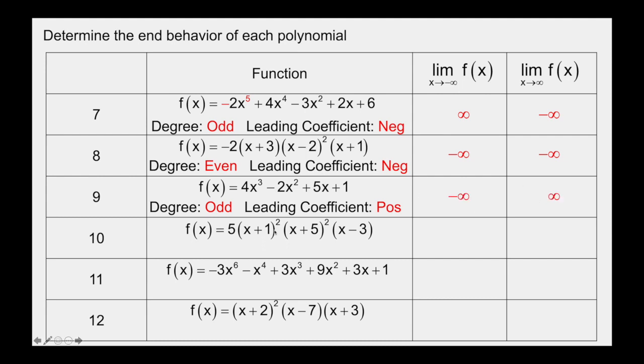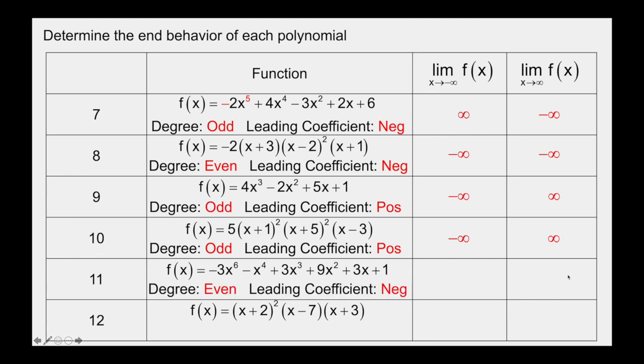For 10, this one is going to have a positive lead coefficient, which means the one on this side is going to be positive infinity. Then the degree here is going to be to the 2nd. This is going to make it to the 4th. 1 more, so it's a 5th degree. And that means it's odd, so I'm expecting them to be opposites of each other. In number 11, again, I've got negative in front, so it's going to approach negative infinity on the right side. And then it's an even degree here, so they're going to match, and they're both going to be negative infinity.